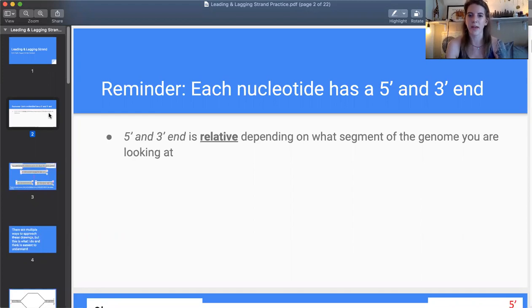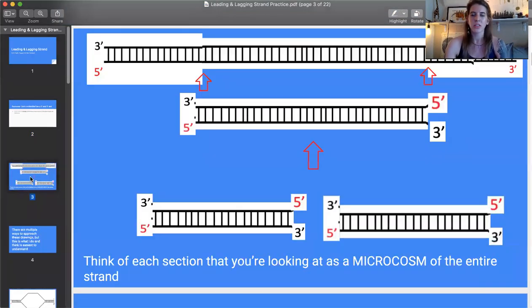5' and 3' end. So when we're talking about a 5' and 3' end of a sequence that we're looking at, it's all going to be relative to each other, essentially. And I'll show you what I mean. So say that we're looking at this huge strand up here, this giant strand. You can see, okay, clearly this end is going to be 3' up here, 5' down here, and then opposite on this side. So 5' up here, 3' down here.